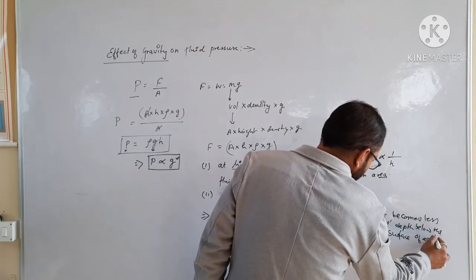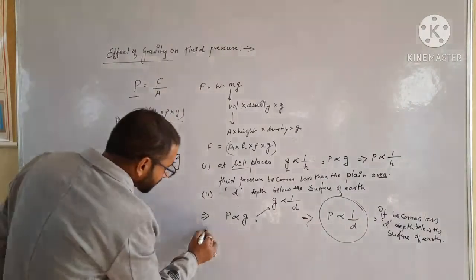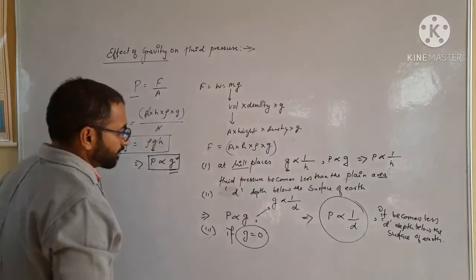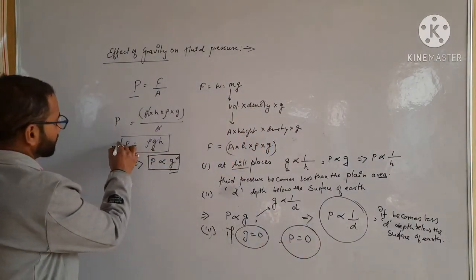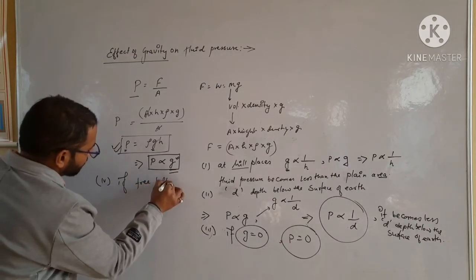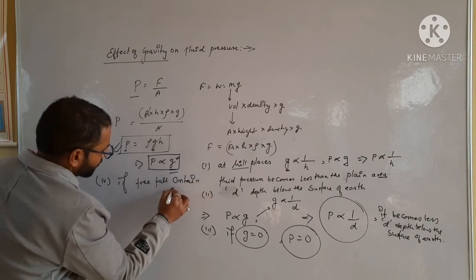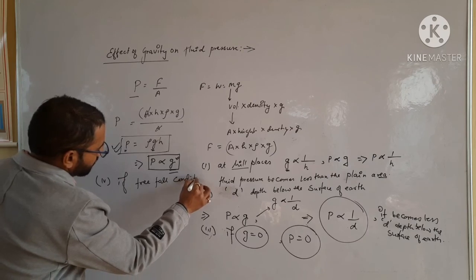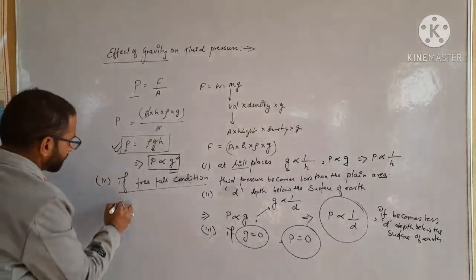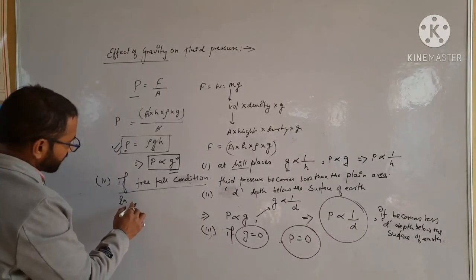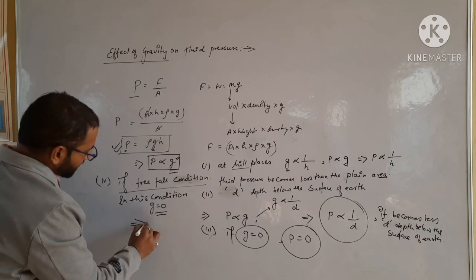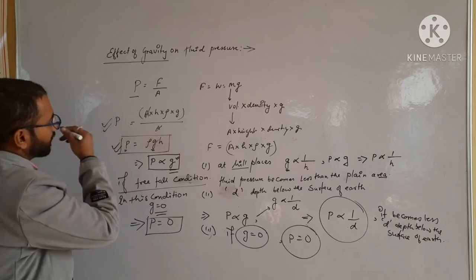Point clear? So after that we will talk about the next point, the third one. Suppose small g is equal to 0. Now if the acceleration due to gravity is 0, then the fluid pressure P is also equal to 0 from this equation. Now the fourth point is, suppose we are taking the free fall condition. Free fall condition means we are discussing the value of fluid pressure inside a lift which is under free fall. In this condition again the value of g is equal to 0, which implies the value of P is also 0, which is our fluid pressure.